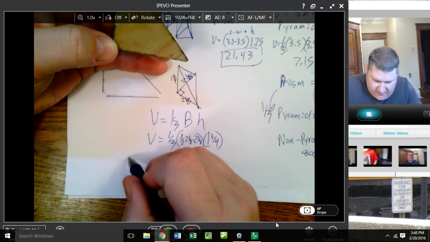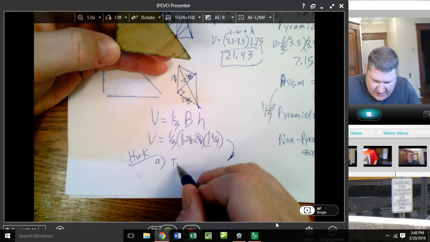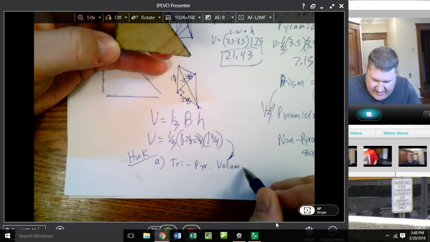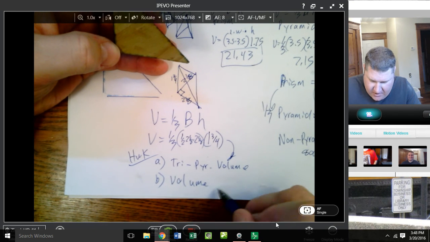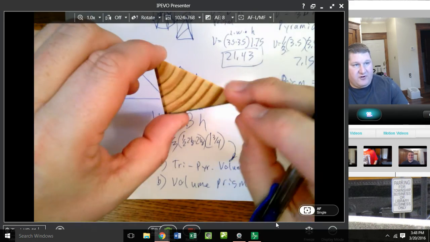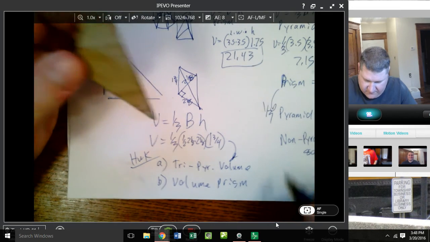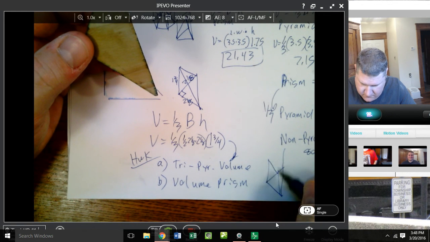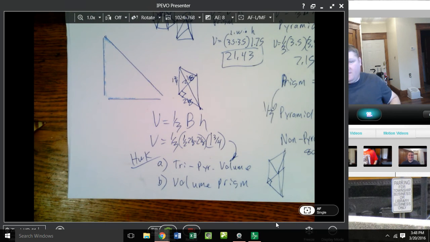Your job for homework is to find this volume. So I want the triangle pyramid volume, and I want to know, for B, what would be the volume of the prism it came out of. If this were a true triangular prism, all the way across, which would look like this, what would that volume be? All right, there you go, folks.